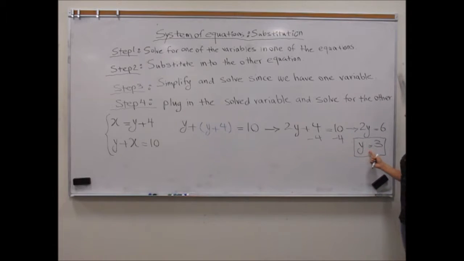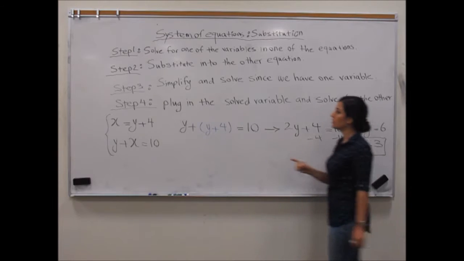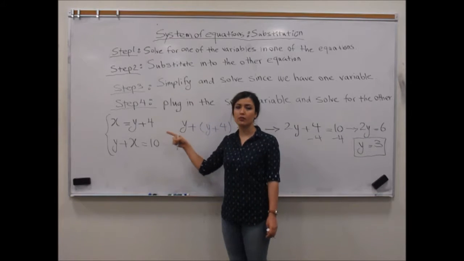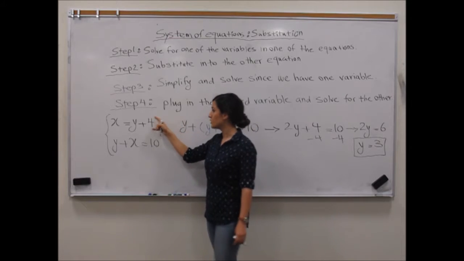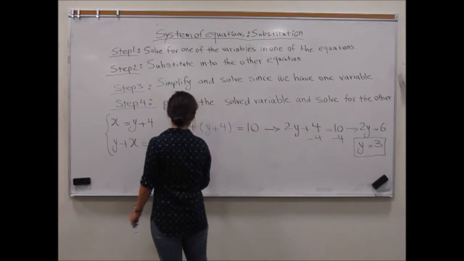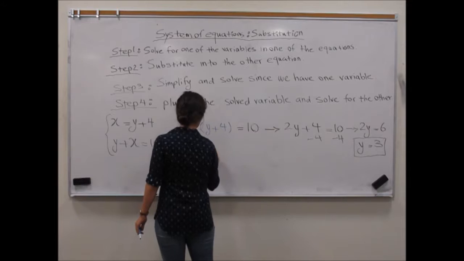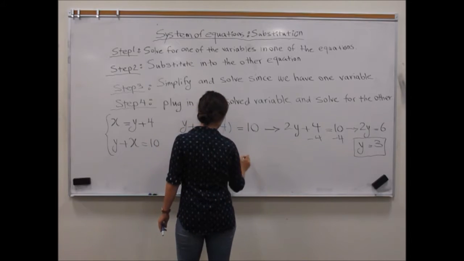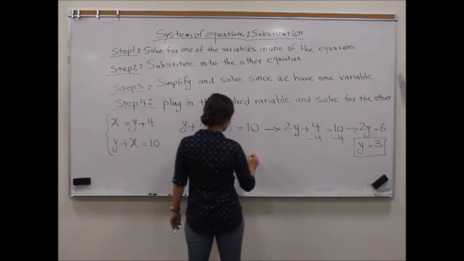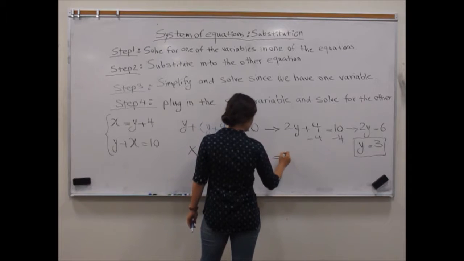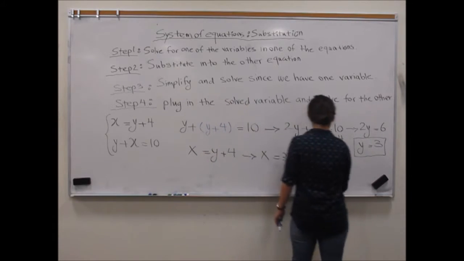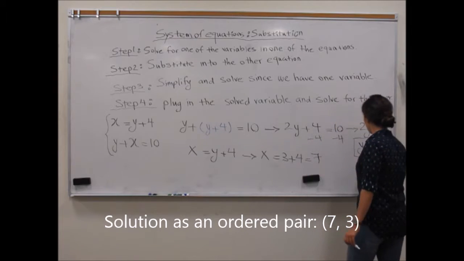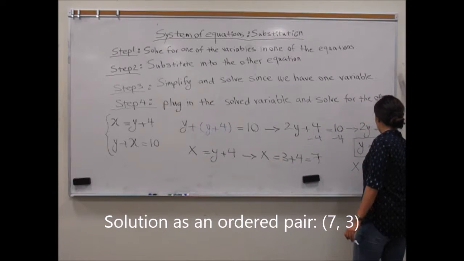So now that I have this variable, I'm going to plug it back into one of these equations to solve for the other variable. It is easier to do it for the first one, which is already solved for x. So in x equal y plus 4, I'm going to plug in that number. So I would have x equal 3 plus 4, which is 7. So my other variable is x equals 7.